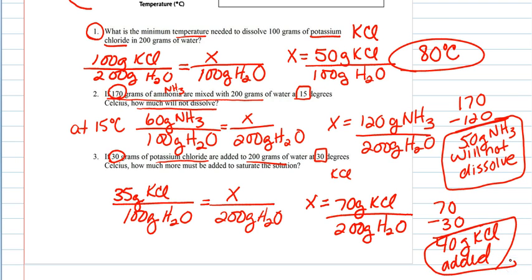Done. So I just took you through 3 different types of problems you could do with solubility curves. The first one, remember, is when you're having to solve for temperature, so you do a proportion first. The other 2 are when you're given a temperature, so you use your graph first, and then you do a proportion. So make sure you keep that straight.